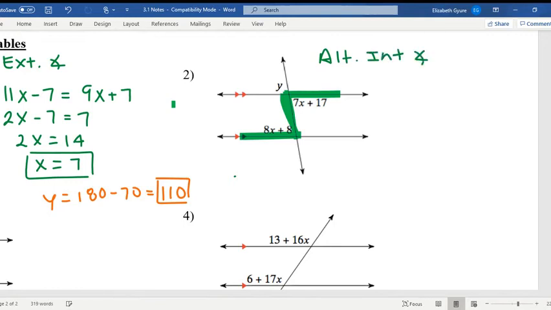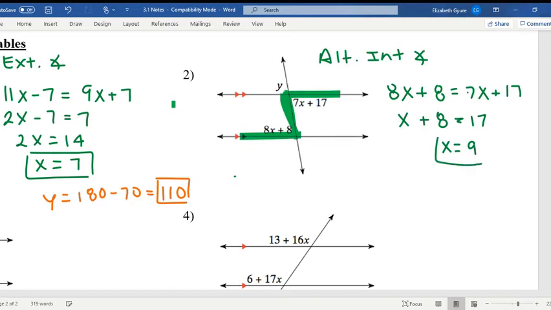Okay, then go to your front chart. If they're alternate interiors, are they congruent or supplementary? Congruent, so set them equal. 8x plus 8 equals 7x plus 17. And then I'm going to solve. Subtract your 8x over, that just gives you x plus 8 equals 17. Subtract your 8 over, and you should get 9.